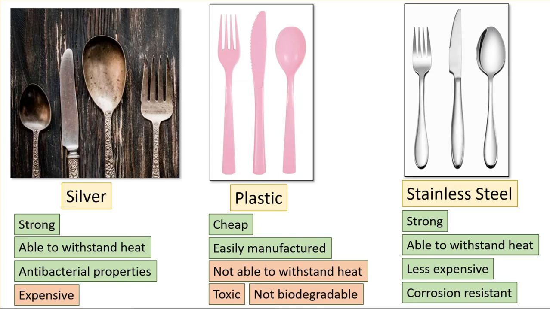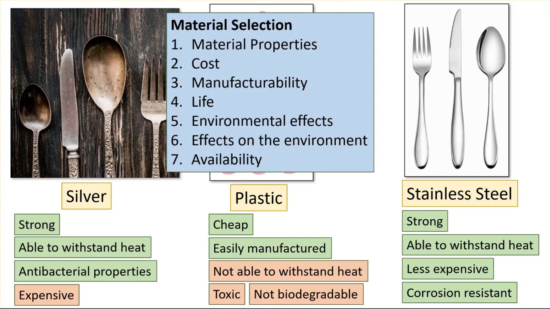So things that we consider when selecting materials for these eating utensils were material properties, cost, manufacturability, how long will it last, how will it affect the environment. For example, is it toxic? And how will the environment affect it? Will it corrode? So another thing to consider is the availability of the material. Can you get it? So when selecting materials, all these things are important and come into play.